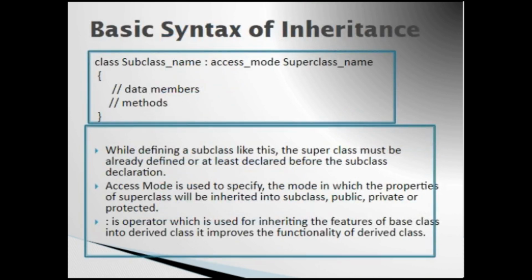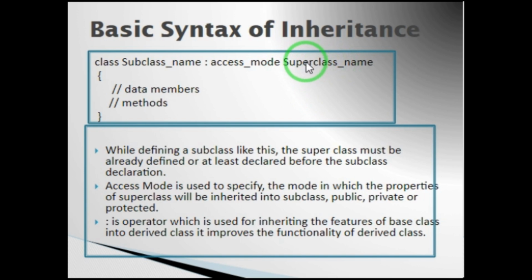Let's discuss the syntax of inheritance, how we use inheritance in a programming manner. So dear student, whenever I use an inheritance concept, there is a difference in the syntax for the derived class. Class is a keyword. Subclass name means what? Derived class name. This colon is used here. Then the access mode. This access mode is public, private or protected. We are going to discuss it in a later part.